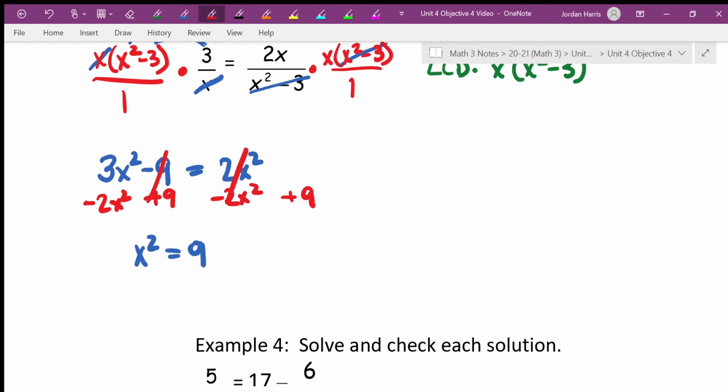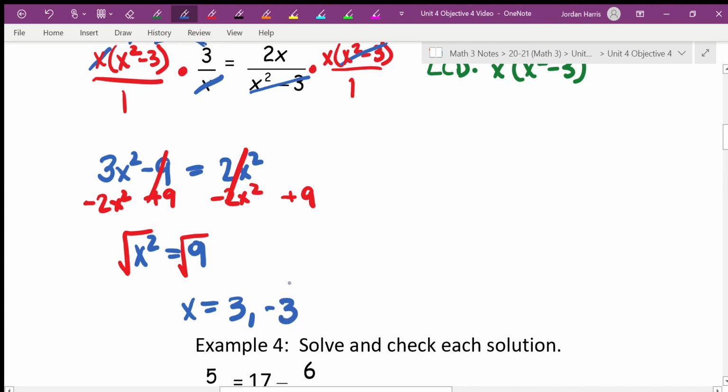Don't forget, when we square root both sides, plus or minus. That's something you always have to remember from now on within this class. So I get two solutions, 3 and -3. Actually, I'm not going to box them because we got to check our excluded values.